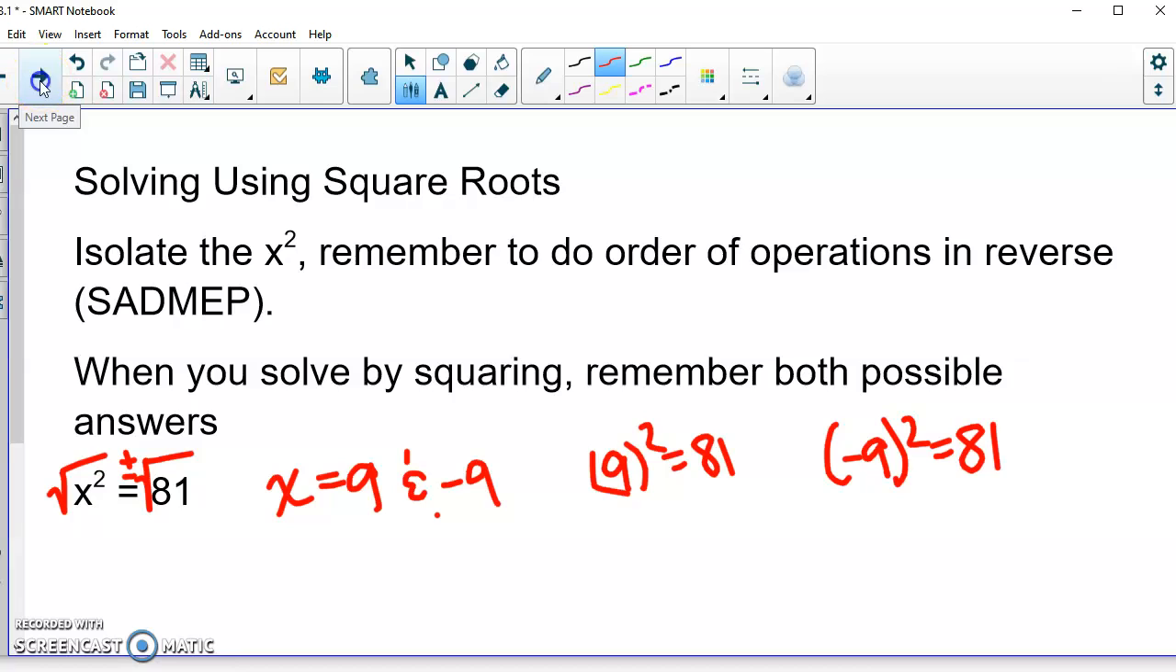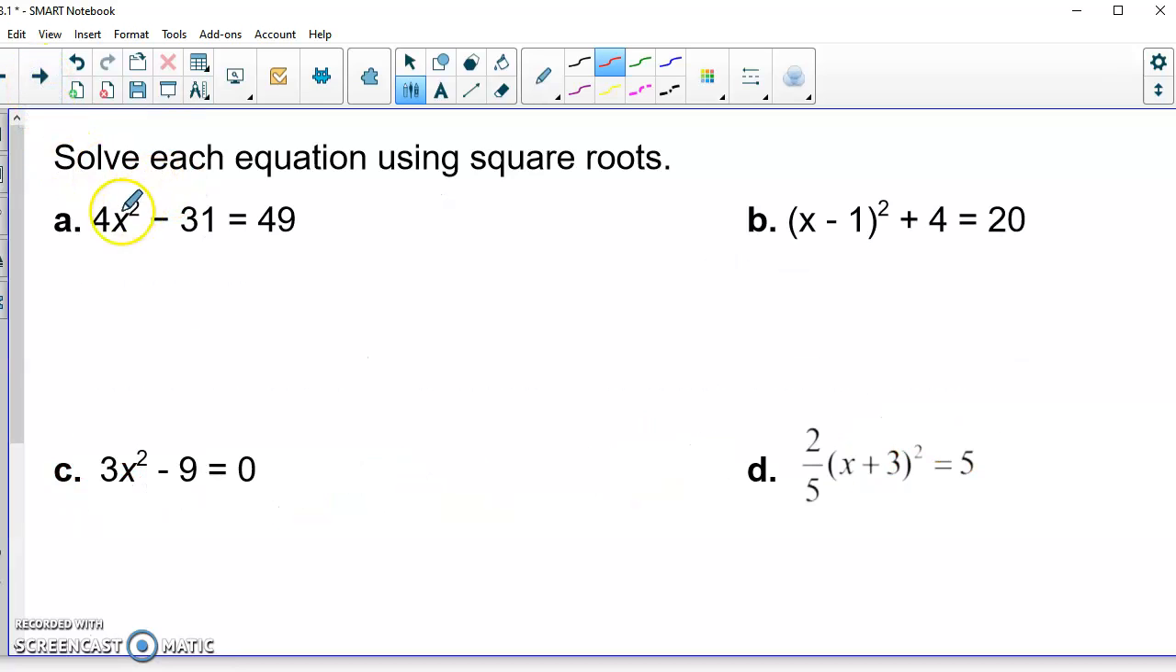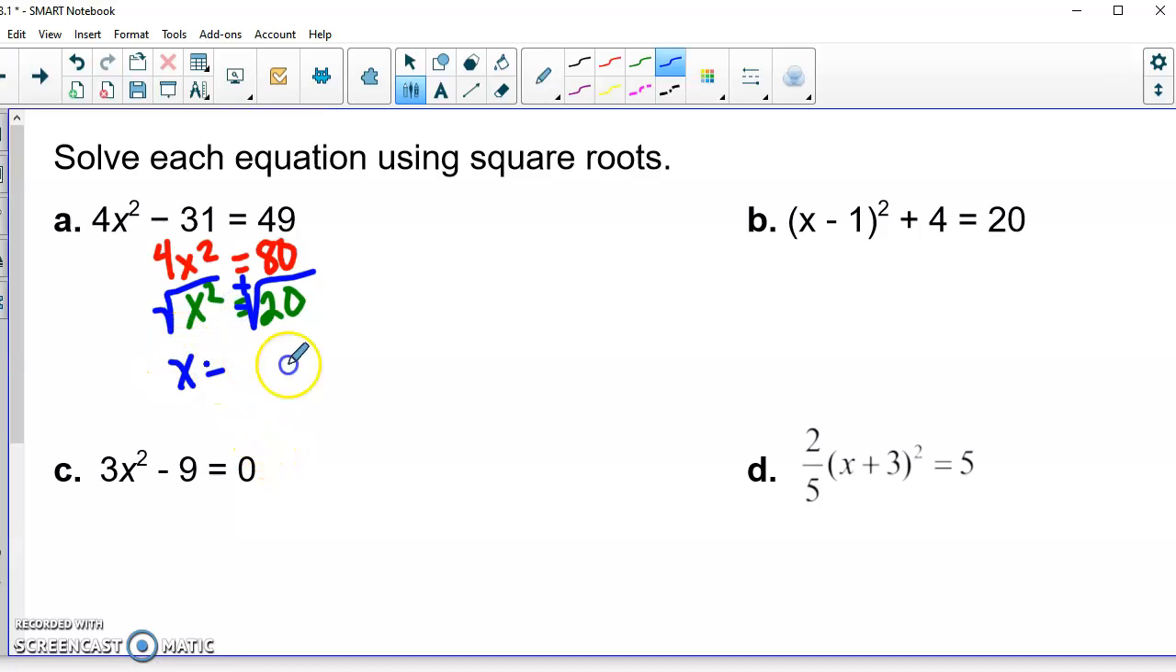All right, so let's go ahead and look at some examples. In this one, we've got 4x squared minus 31 equals 49. So we're going to isolate that x by adding 31. When we add 31, we have 4x squared equals 80, and divide by 4. We get x squared equals 20. Now, our x squared is isolated, so we're going to do the inverse of squaring, which is square root. And whenever we square root, we must remember to apply both positive and negative. So x equals the square root of 20 and negative square root of 20.